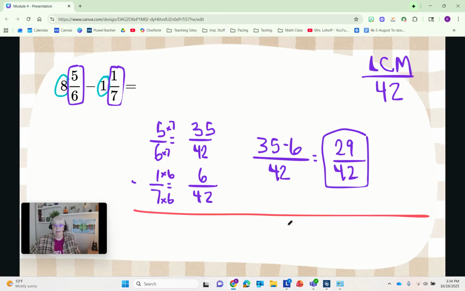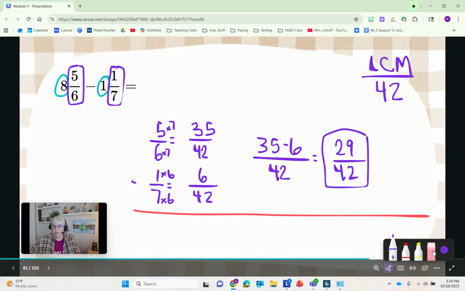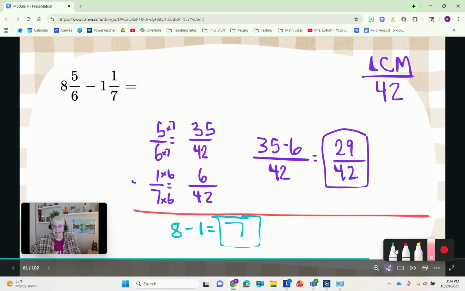Now we need to come back and subtract the whole number part of our mixed numbers. Those are the blue circles. 8 minus 1 equals 7. All right, we have both parts. We need to put them back together as our final answer. So the answer for this problem, 8 and 5/6 minus 1 and 1/7, is 7 and 29 42nds.